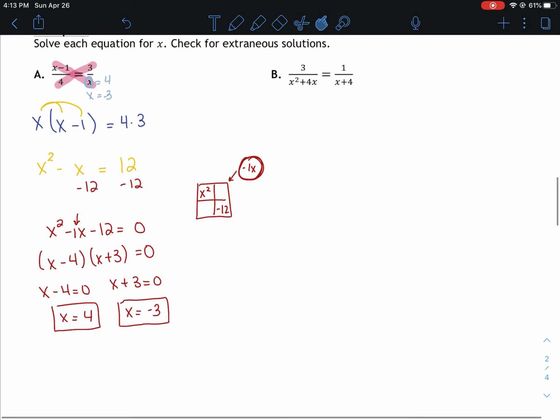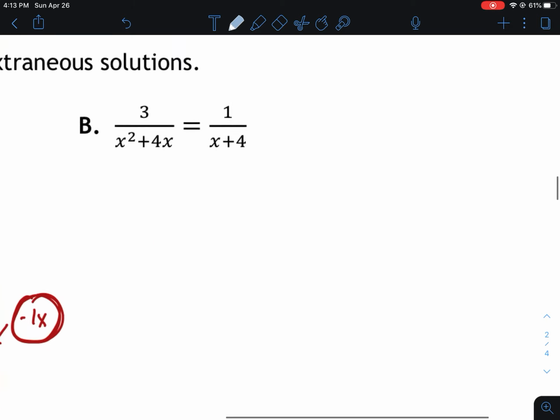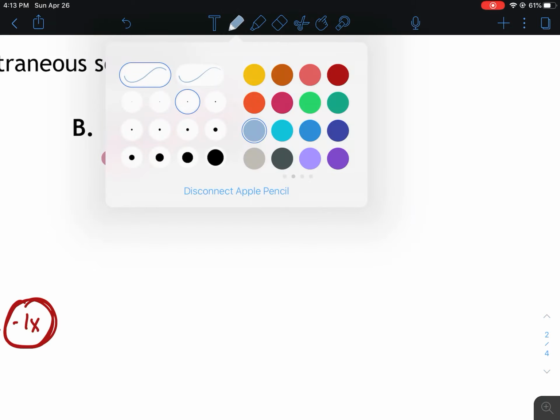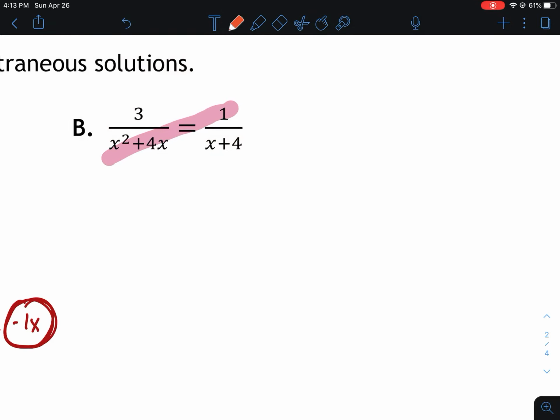All right, go ahead and try the last one. And then pause the video, try the next one. Check your answer when you're ready. All right, let's go ahead and go through this one. So when I cross multiply, I get 1 times that, which is just itself. x squared plus 4 equals 3 times x plus 4.